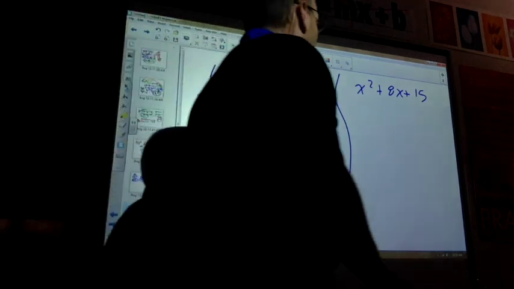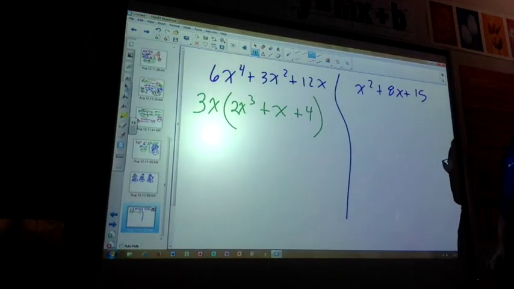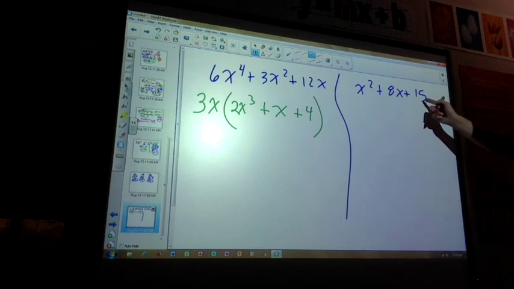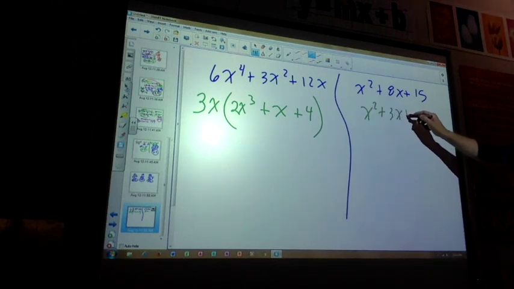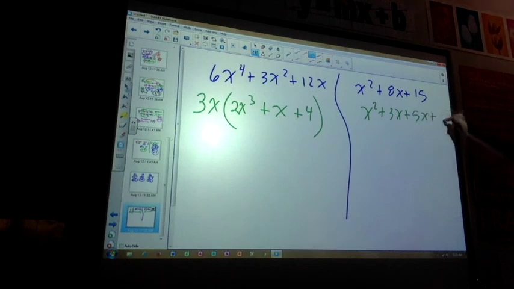Next problem, I have x squared plus 8x plus 15. Sometimes you can go quickly on factoring it. So what are the factors of 15? 1 times 15, so 15 are 1 and 15, 3 and 5, both positive. X squared plus 3x plus 5x plus 15, yay?